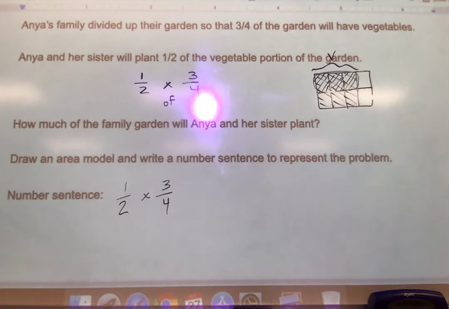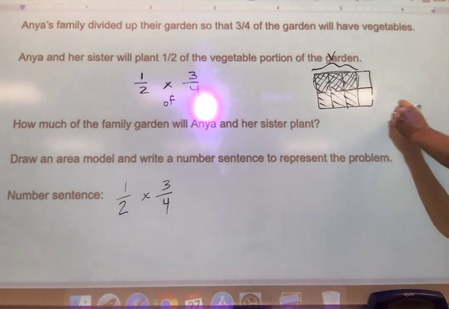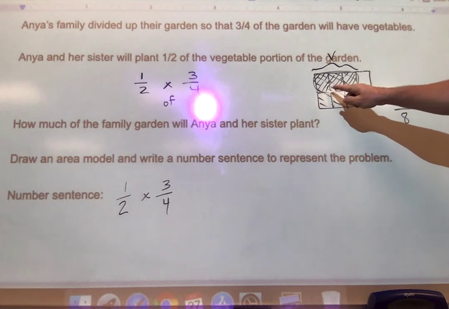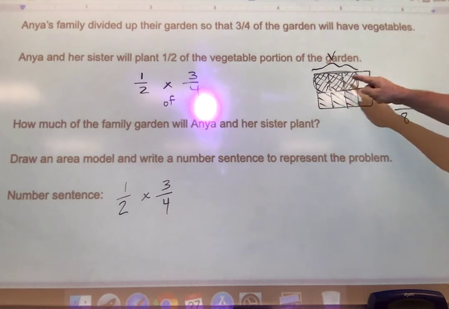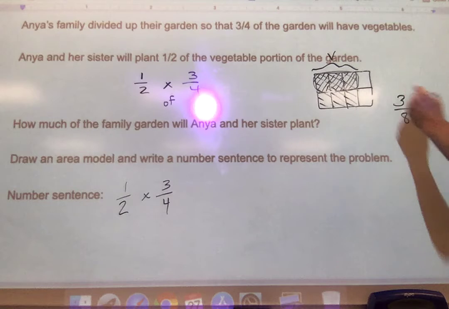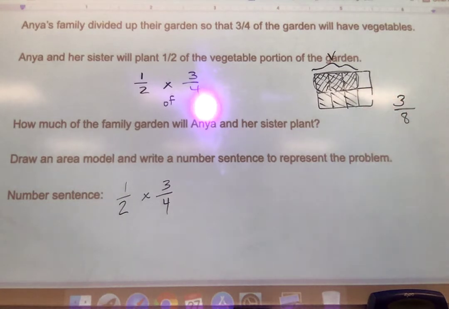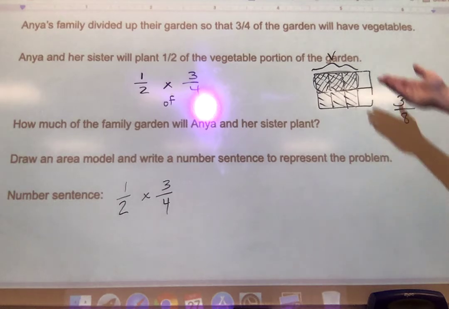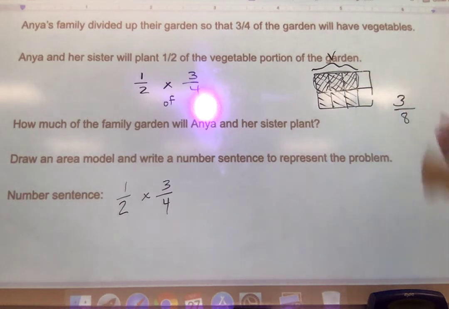I know there's 8 equal parts in this garden. And the 2 sisters get to plant 1/8, 2/8, 3/8 of the garden. So we've got 3/8 of that total garden. And that proves it with my area model that a half of 3/4 is actually 3/8. My answer got smaller like I thought it would because I was cutting it in half. When you multiply by a fraction, your answer gets smaller.